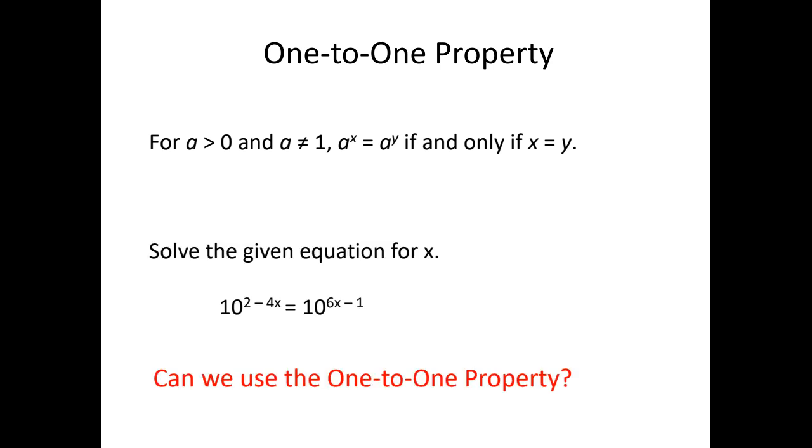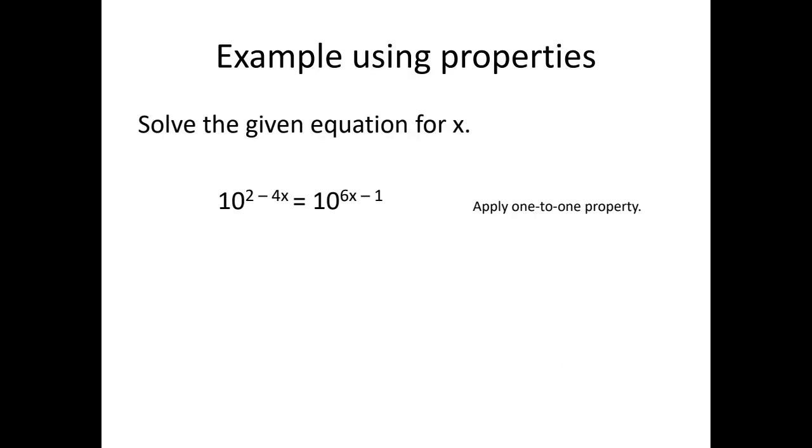So, for instance, if I had this problem here to solve, 10 to the 2 minus 4x is equal to 10 to the 6x minus 1, okay? These two exponential functions have the same base. So for them to be equal to each other, their exponents have to also be the same. So the question is, can I use my one-to-one property for this problem? The answer would be yes. And to solve for x, what I would have to do is just set the exponents equal to each other and solve for x.